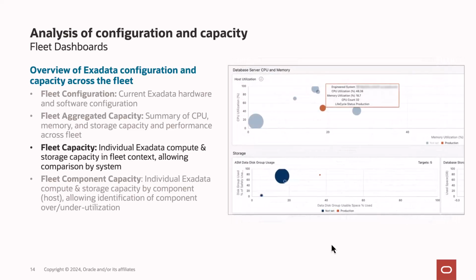We can also hover over the bubble and get more details and see information such as detailed utilization, amount of CPUs available, and name of the Exadata machine.